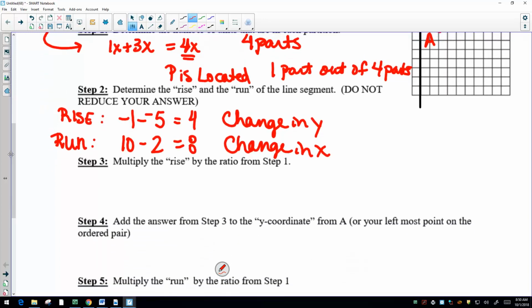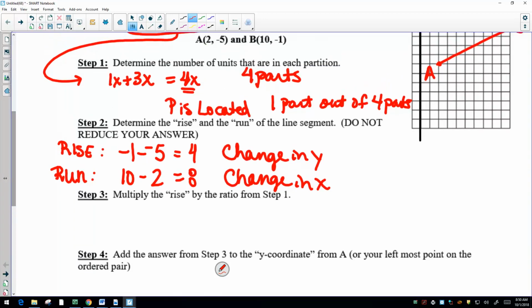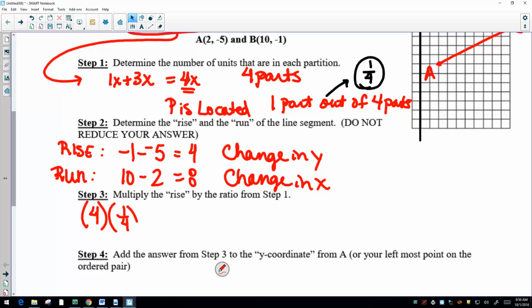Okay, now step 3 is saying multiply the rise by the ratio from step 1. All right, well, that ratio that we have from step 1, if we think about it, we wanted it to go 1 part out of 4 parts. So if I were to turn this into that ratio that they're looking for, or that fractional value, it's like saying a 1:4 fraction. Okay, so I'm going to take that rise, and the rise we have is 4, and I want to multiply that by that ratio, that 1 out of 4 parts.